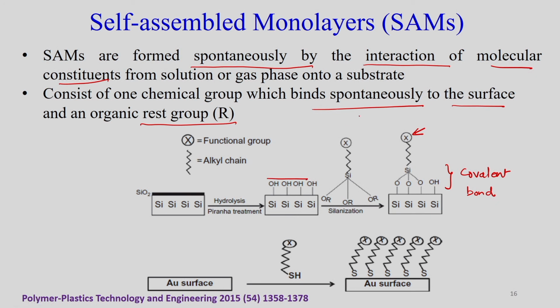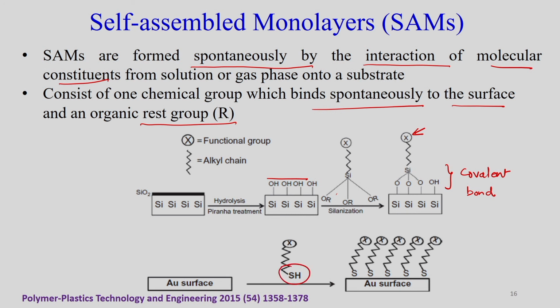Now, this is your silane agent which has 3 ethoxy groups or 3 methoxy groups. So, this ethoxy group will react with the OH group and there will be a covalent bond between SiO and Si. So, basically it is a condensation reaction. So, it is covalently linked on the surface and the X group will decide its hydrophobicity or hydrophilicity.